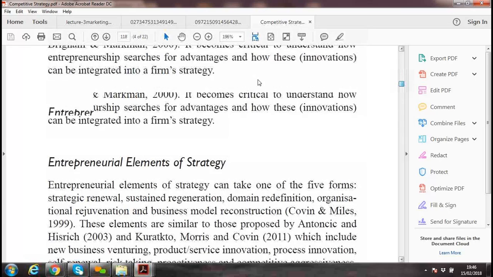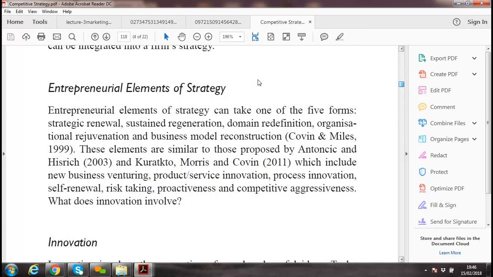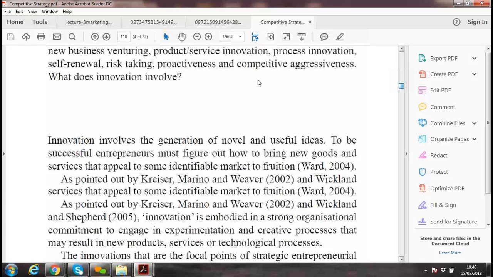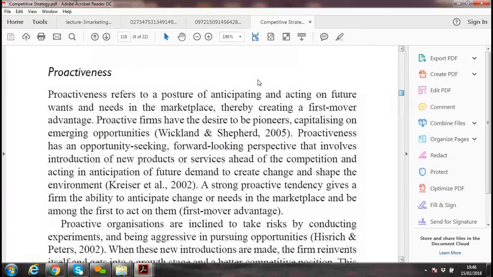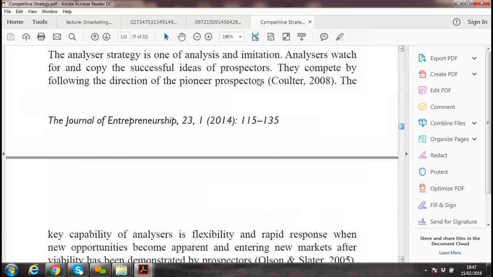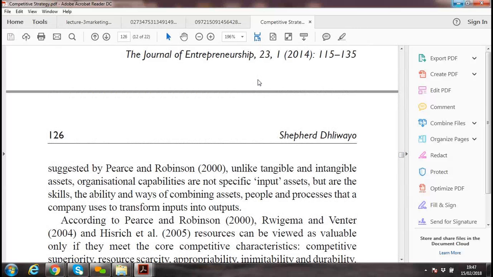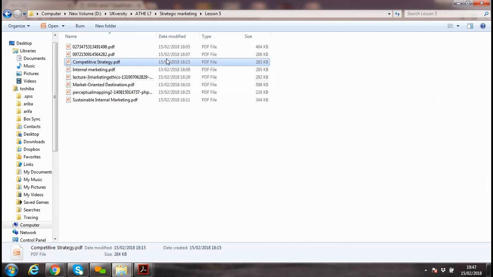Okay. So the entrepreneurial element of strategies can take one of five forms: strategic renewal, sustainable regeneration, domain redefinition, organizational rejuvenation, and business model reconstruction. These are the business models that could help. Innovation is involved as well, so we can make innovative strategies. All of this is quite good too. Please read it, it will give you quite a lot of clues. Okay, we'll go through the next element.